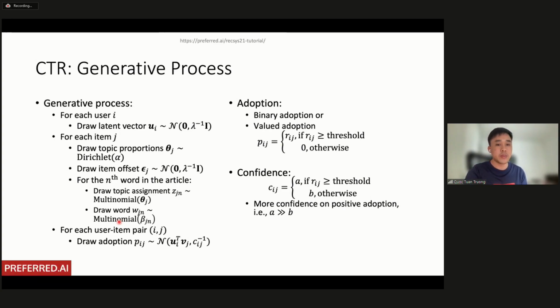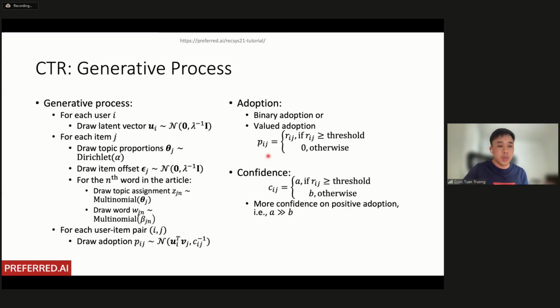In addition to that, there's a part of the offset, epsilon here, which also follows the normal distribution. But the idea is that this adds up with the topic distribution of the item, the text item, to form the latent factor of the items to go into estimation of the preferences. And in this paper, that's the notion of adoption.